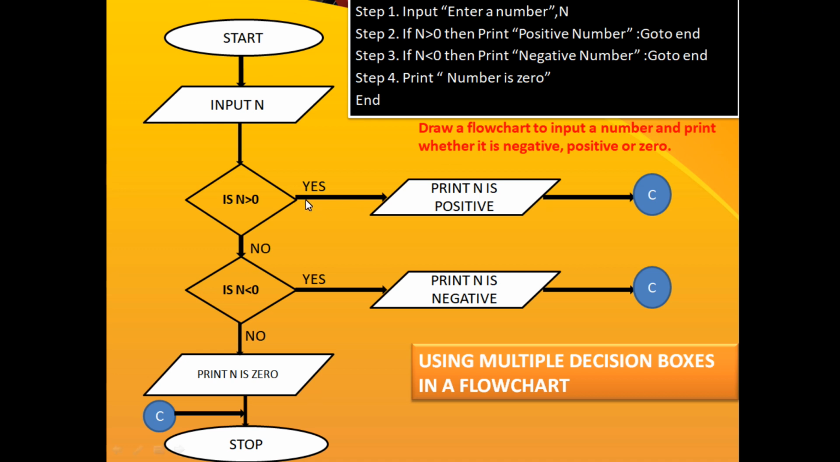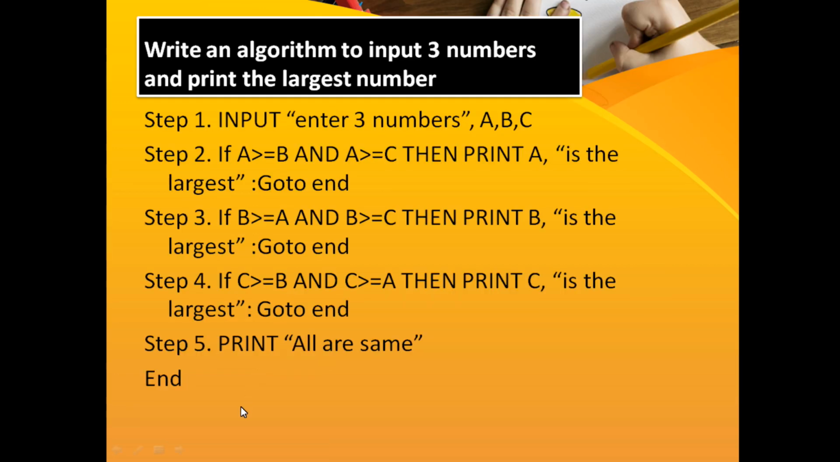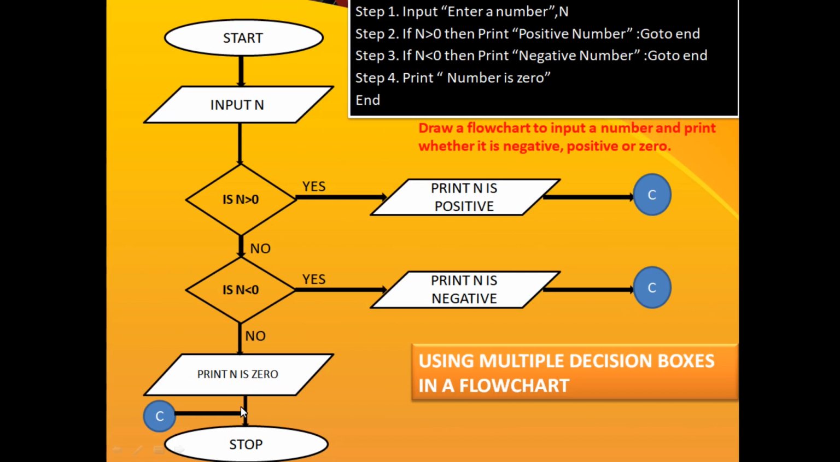If the number is greater than 0, print n is positive. We are using the connector, the same job which goto is doing in the algorithm here. Alright, if n is less than 0, print n is negative. Again, connector. And if any of these conditions is not true, both are false, then you print n is 0, and right after n is 0 you write stop. Okay, so that's how connectors are used in a program.